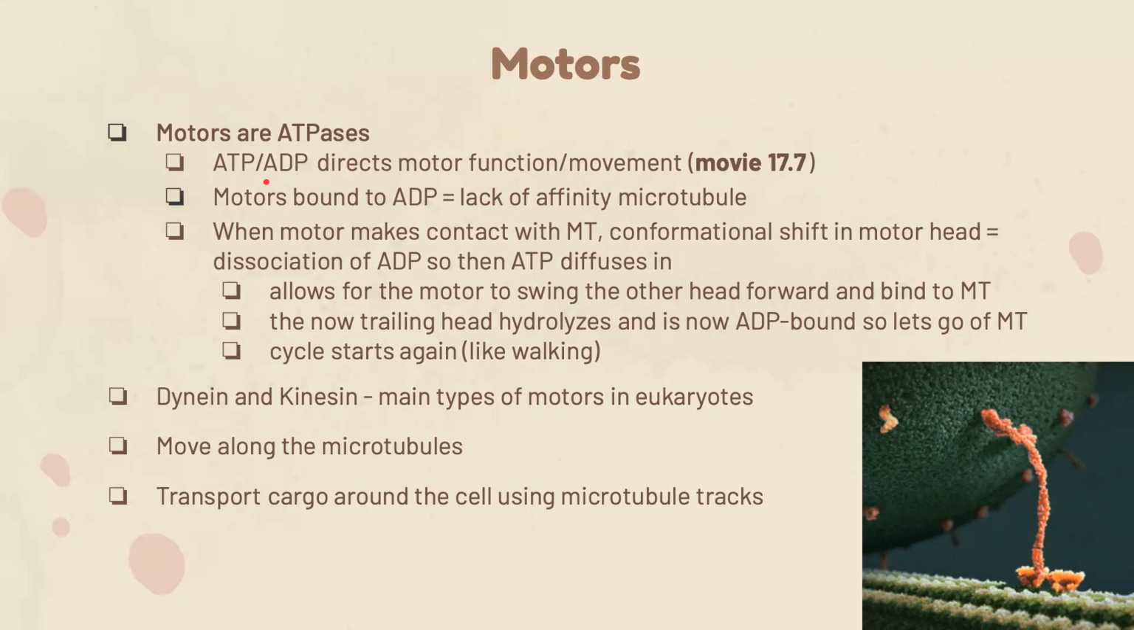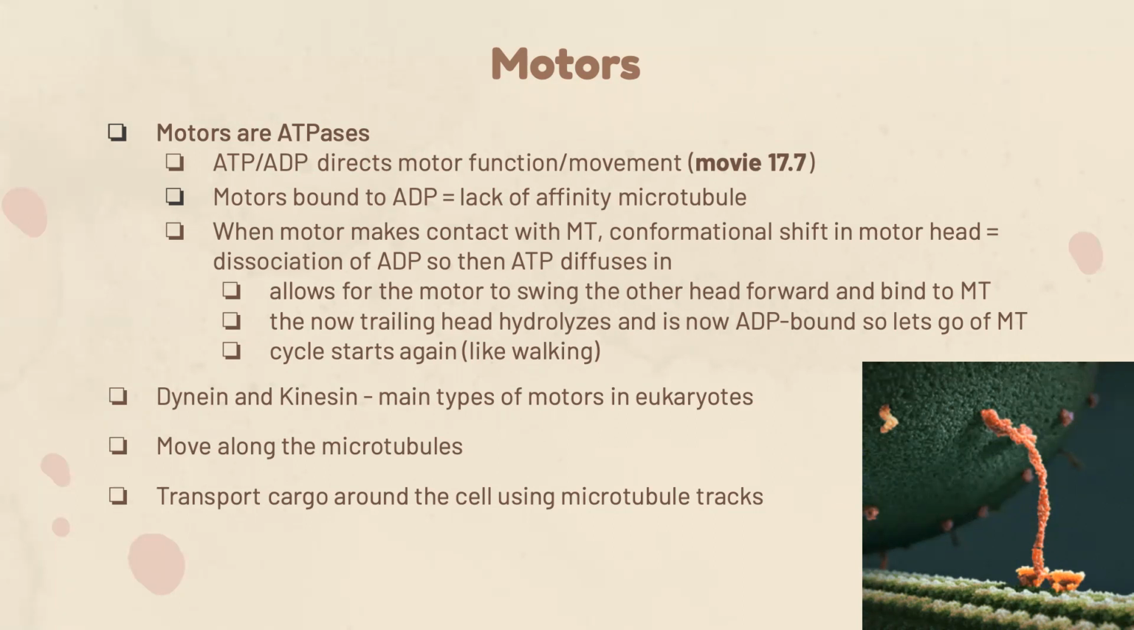So as a little breakdown of it, definitely not as good as the movie does, but a little bit of a summary of what it explains is that when motors are bound to ADP, similar to the trend when it's hydrolyzed into the DP form, usually that means you have a lack of affinity. So same for motors: when you're bound to ADP, you have a lack of affinity for the microtubule, so you're not able to bind to the microtubule.